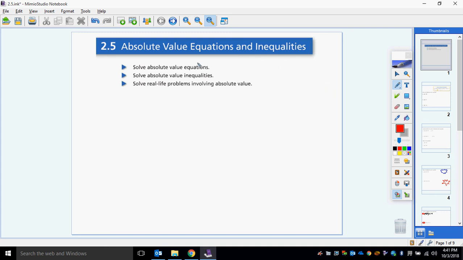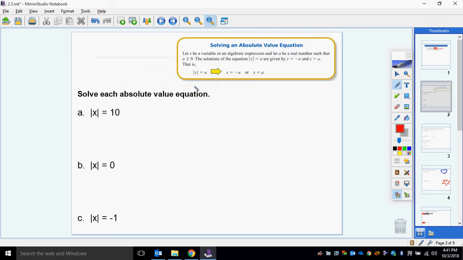1.5, absolute value equations and absolute value inequalities. And there's a very big difference. So remember, equations will have equal signs, inequalities will be our less than or greater than symbols. So to start off, let's talk about absolute value equations.